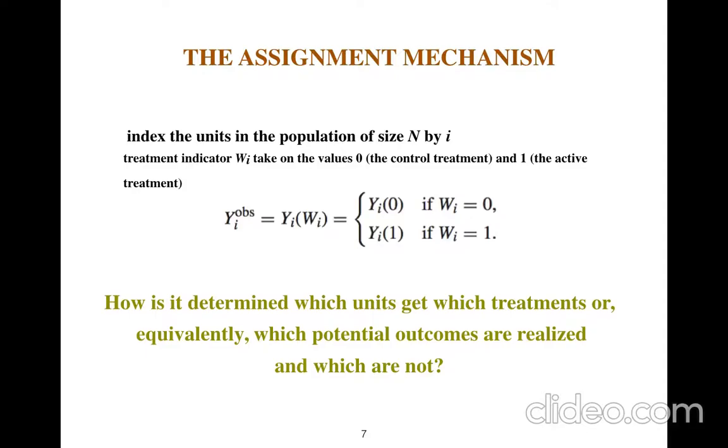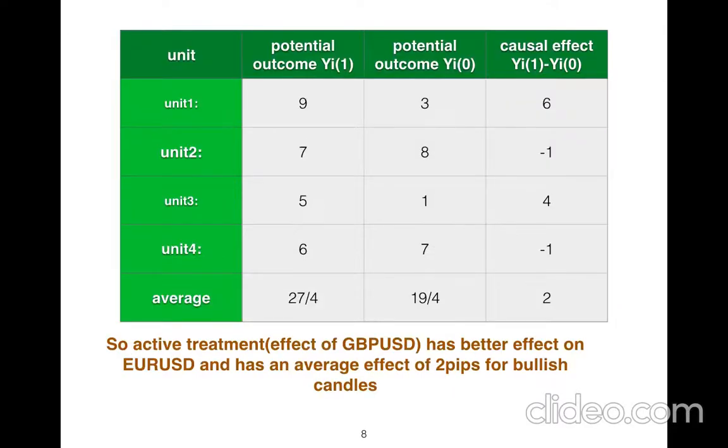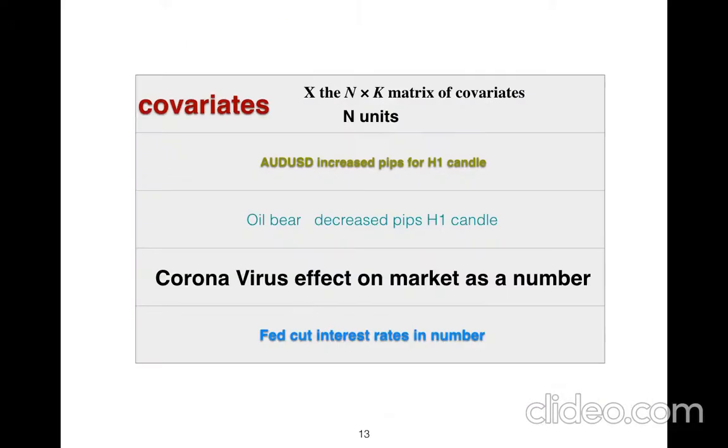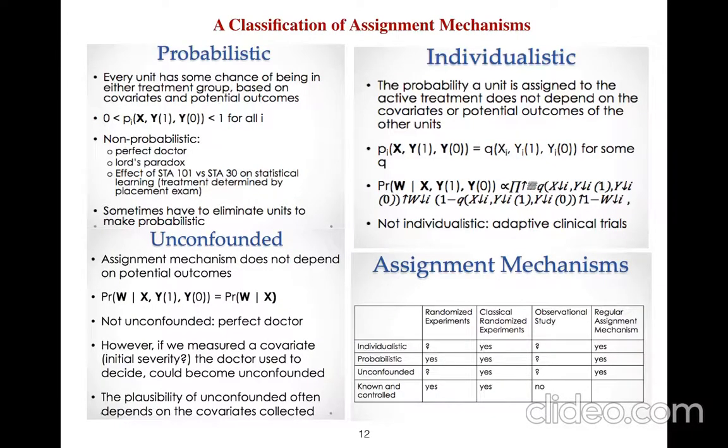And so what is assignment mechanism? How is it determined which units get which treatments, or equivalently which potential outcomes are realized and which are not? We have different kinds of assignments. One is probabilistic, the other one individualistic, and the last one unconfounded.